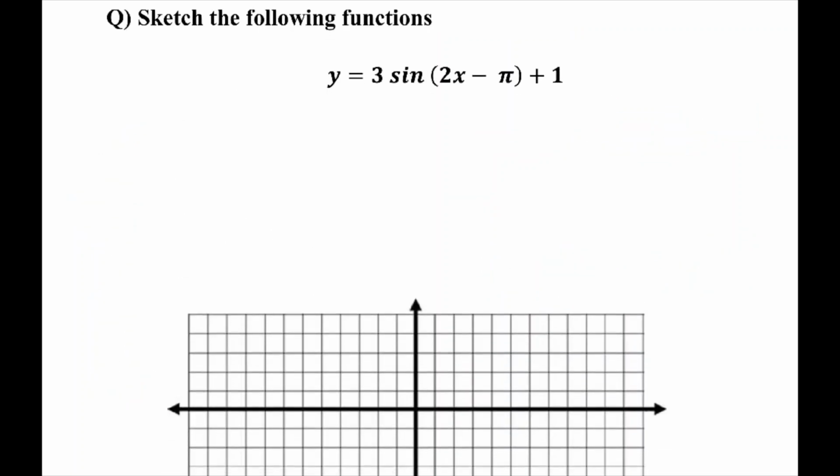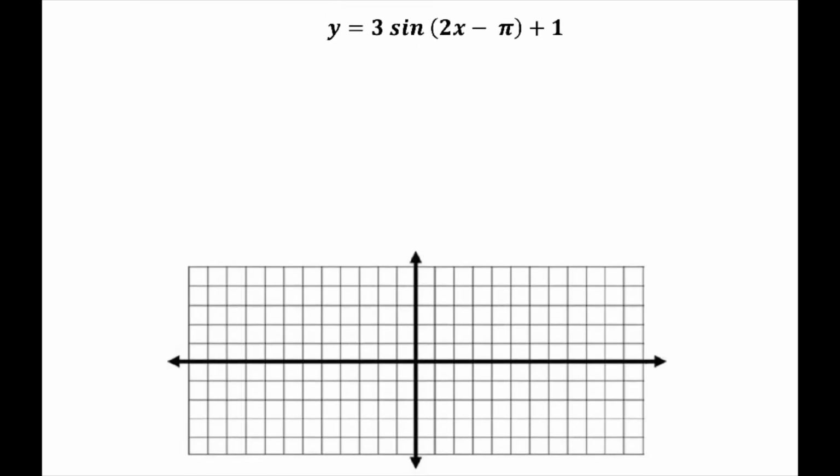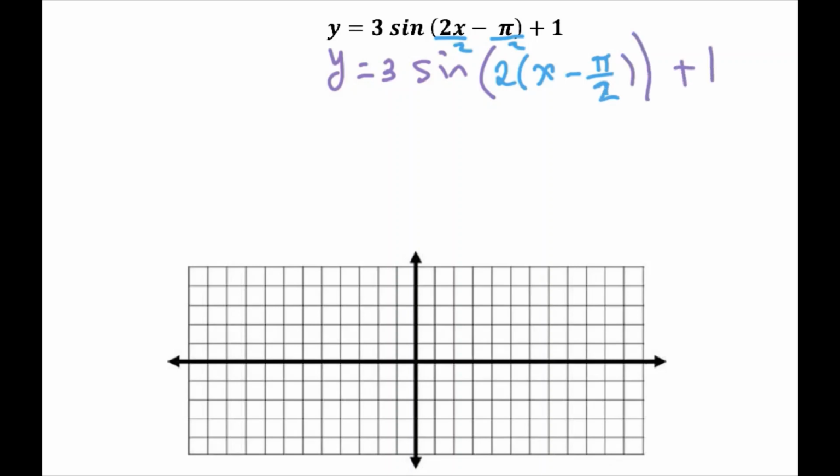So let's move into this function here: 3 sine 2x minus pi plus 1. How are we going to draw this function? Well, first of all, I need to rewrite it. So it's going to be 3 sine. I need to take 2 as a common factor. By taking 2 as a common factor, you divide this and this by 2. It's going to be x minus pi over 2, over 2, plus 1.